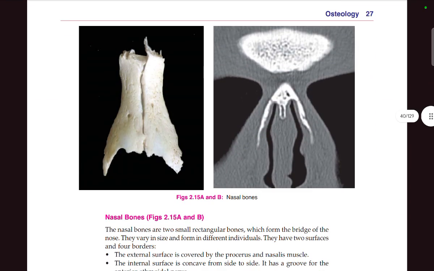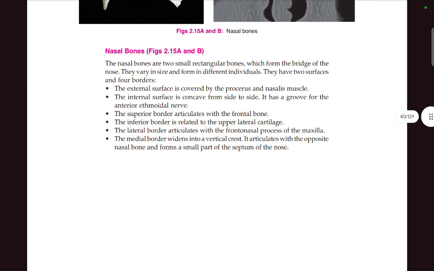Here we can see the nasal bones. Nasal bones. The nasal bones are two small rectangular bones which form the bridge of the nose. They vary in size and form in different individuals. They have two surfaces and four borders.